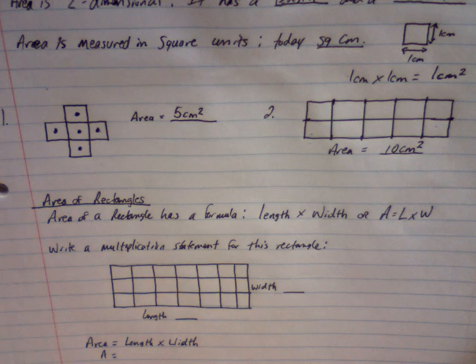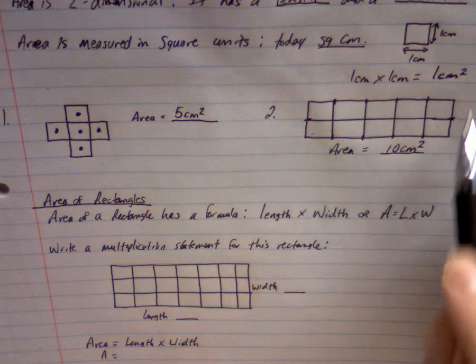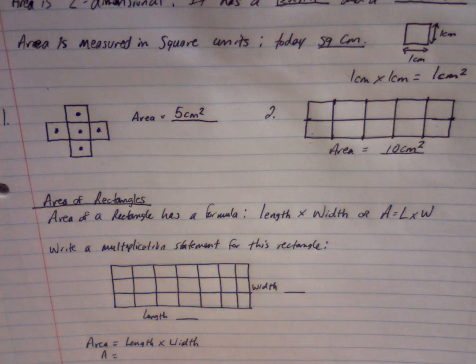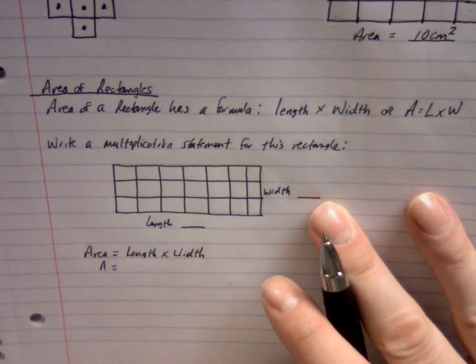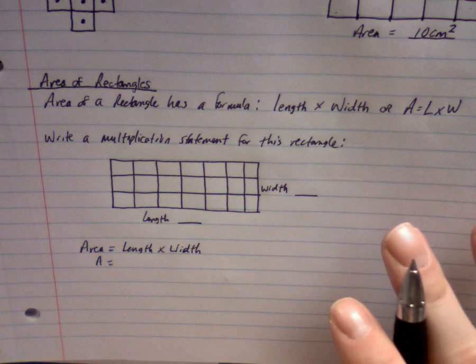So that's simple area. Area is just figuring out how much room a shape takes. That's area. We focus on the inside. Perimeter, you focused on the outside. Area, you focus on the inside. Okay? So what we're going to do is look at the area of rectangles.